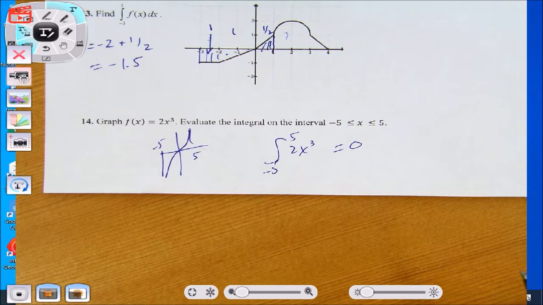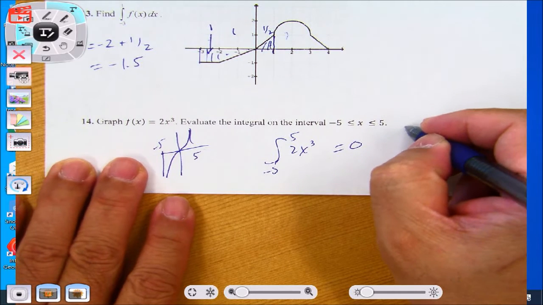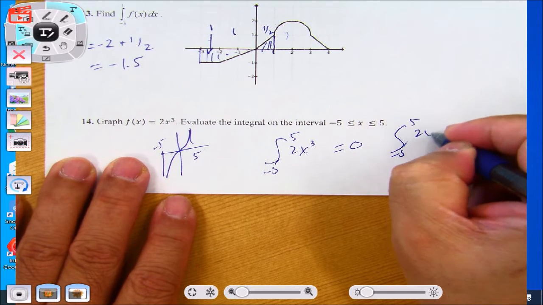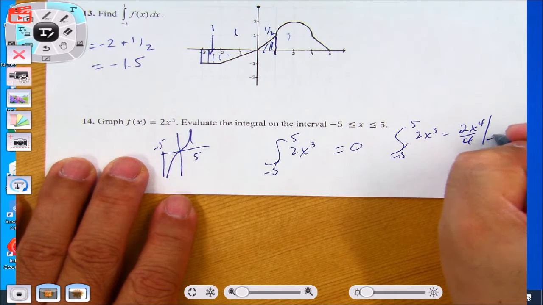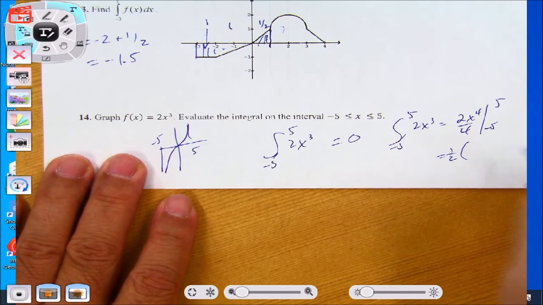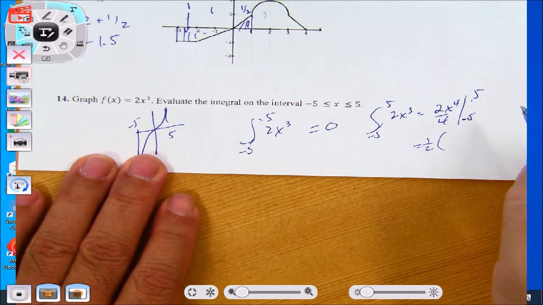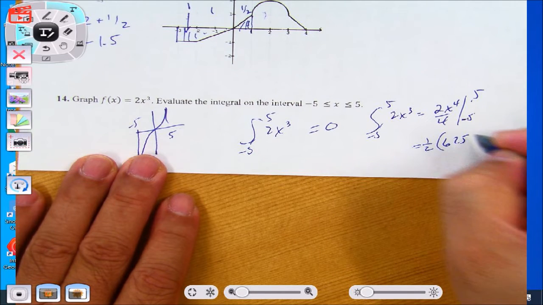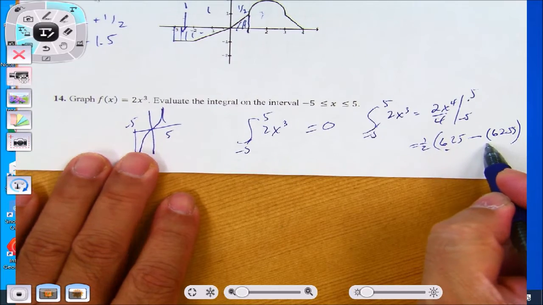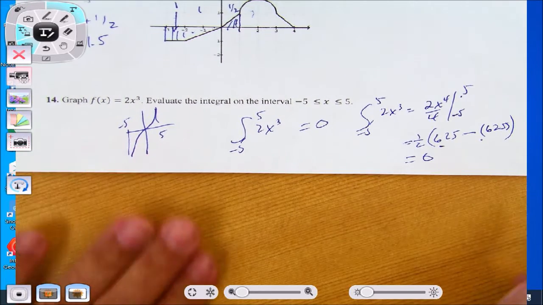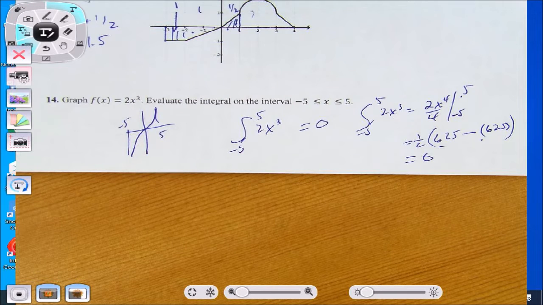But if you worked it out, you'll still get 0. If you go from negative 5 to 5 of 2x cubed, that's 2x to the 4 over 4 from negative 5 to 5. That's 1/2. Let's take the 1/2 outside. 5 to the 4th is 625, minus negative 5 to the 4th, which is 625 again. So 625 minus 625 is 0, so it's still 0. I agree. You said 25? Did you say 625? I did it differently, but I got the same answer. That's because it's 0.